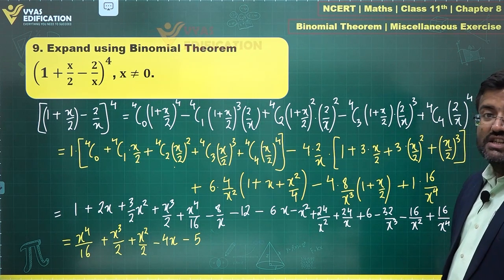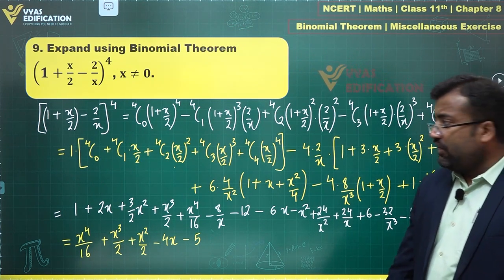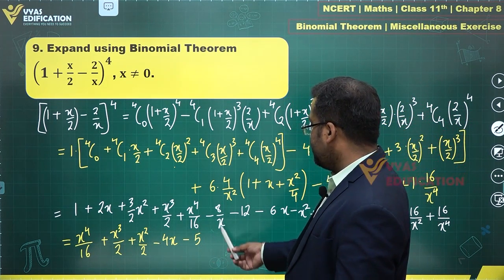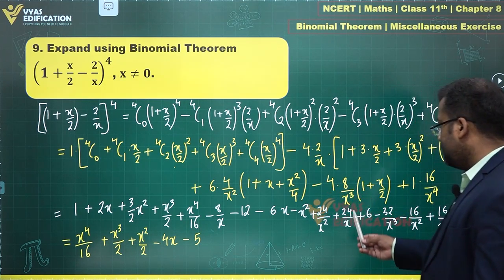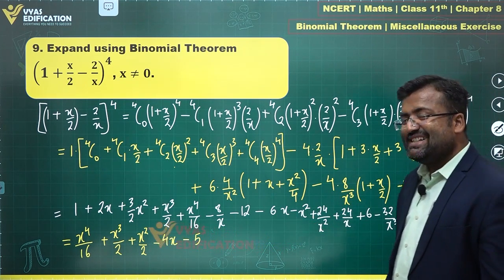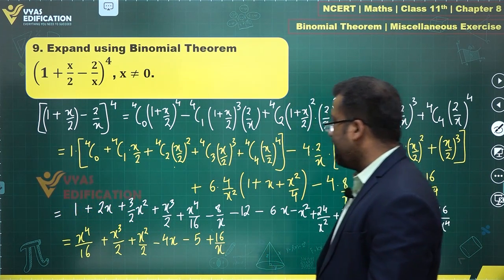Right. What else? There's a minus 5. And when we talk about 1 upon x, coefficients of 1 upon x. So, this is 1 upon x. This is 8 upon x. This is 24 upon x. Minus 8 plus 24 upon x. Yeah, 24 minus 8 is 16 upon x. So, plus 16 over x. This is what I'll be having.